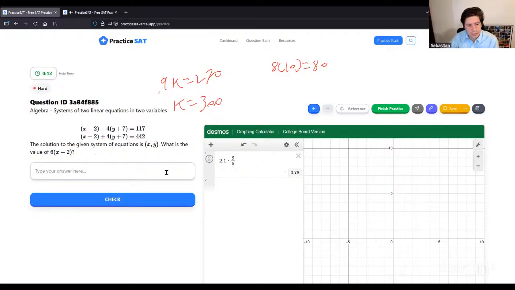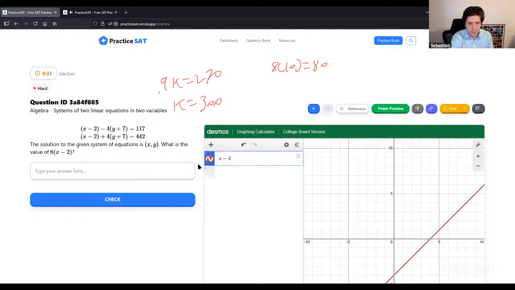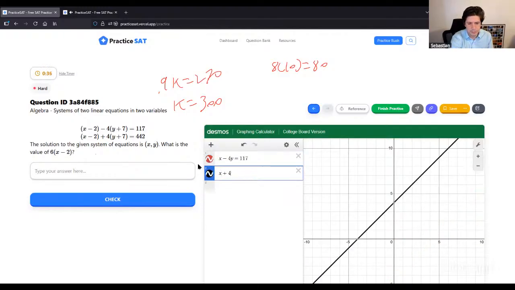Systems of two linear equations. The solution to the system of given equations is (x, y). What is the value of 6 times (x minus 2)? Okay, so let's pretend x is just x. And then we have 4y plus 7, 4y plus 7. Let's just do y and x. We can work it out. So we're going to have 4y equals 117. x plus 4y equals 442.